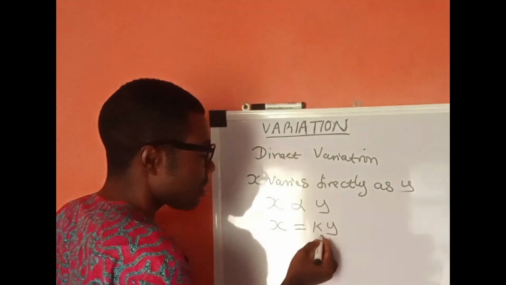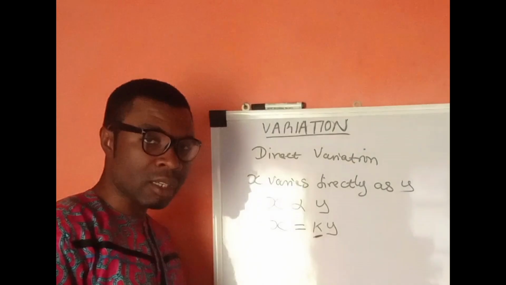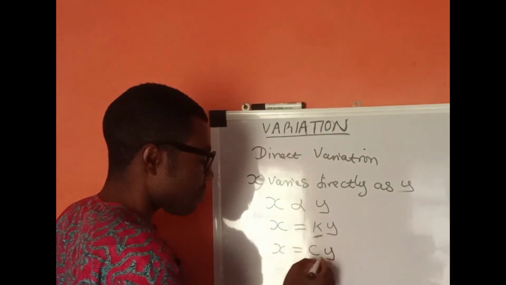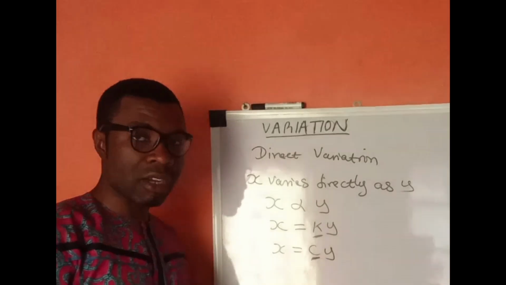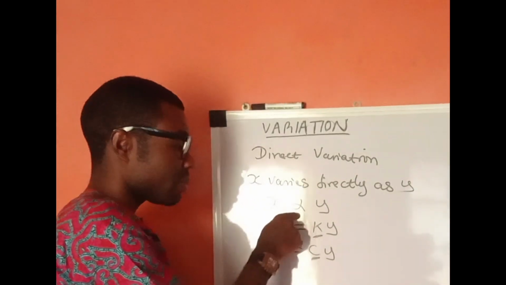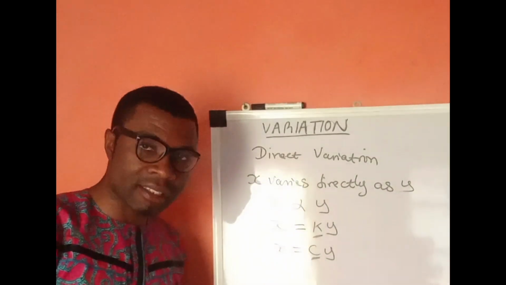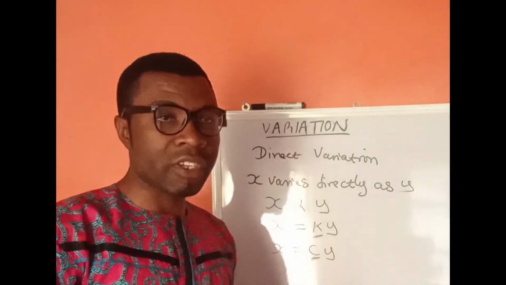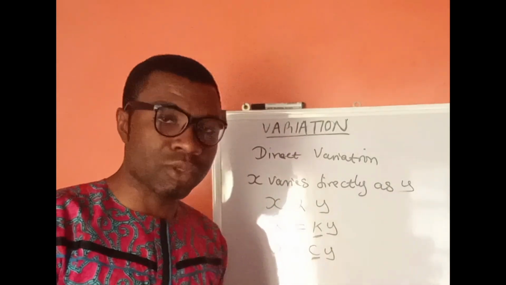Remember, this constant must not be k. Some can decide to use c. It could be x equal to cy, but there must be a constant when the proportionality sign is replaced with an equality sign. So that is direct variation. We'll look at few examples under direct variation and see what we are expected to do.